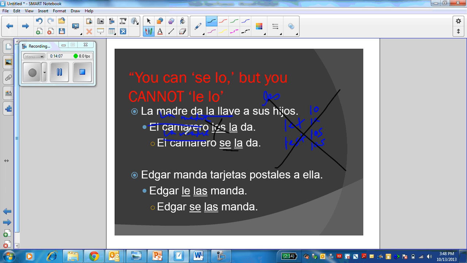Okay, so this one. Edgar manda tarjetas postales a ella. Okay, a ella. Vamos a usar le. Tarjetas postales, objeto directo, las. Ustedes van a decir, Edgar le las manda. Pero no tenemos en español le las. You can say "se lo", but you can't say "le lo". Okay. Entonces en vez de le, vamos a usar se. Edgar se las manda.